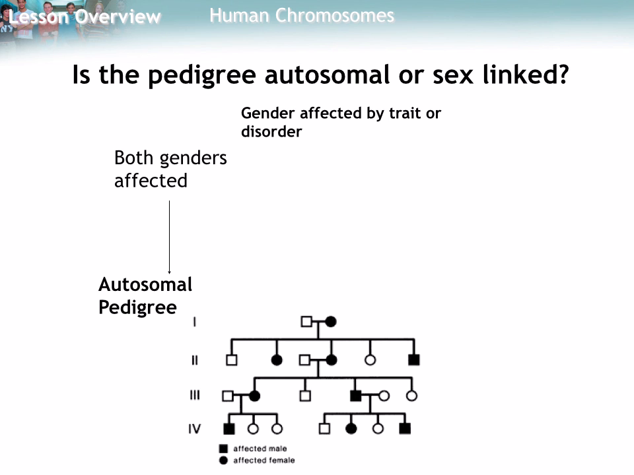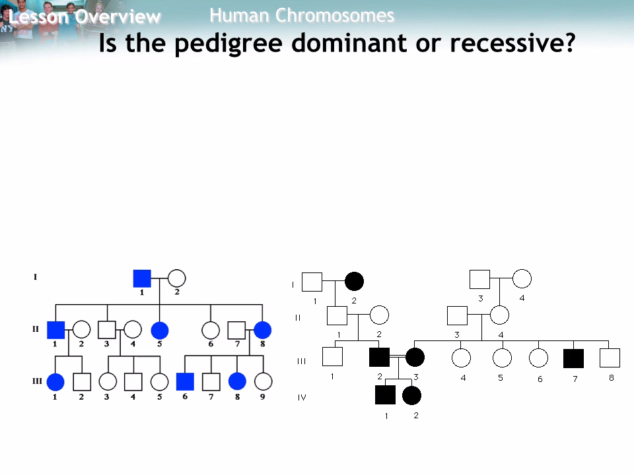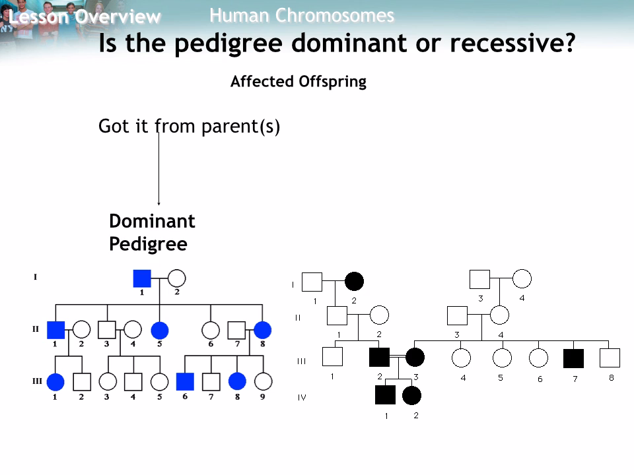Now that you know the difference between autosomal and sex-linked pedigrees, you have to determine if the pedigree shows a dominant trait or recessive trait. To understand that, you have to take a look at the kids that are affected. If their parents are also affected, then this is a pedigree that shows a dominant trait. So that means anybody who is affected by this trait should have a dominant allele. They will either be homozygous dominant or heterozygous.